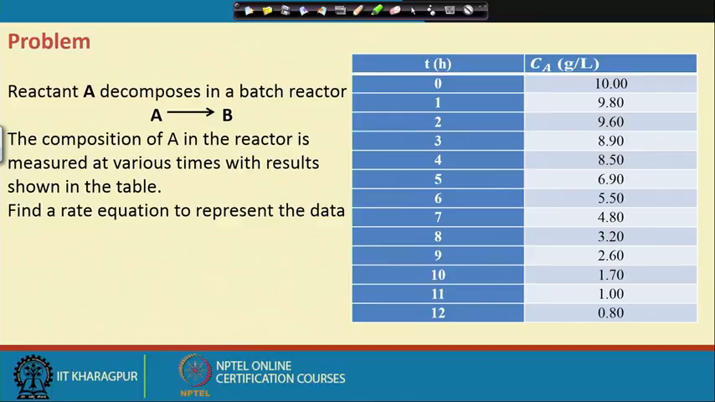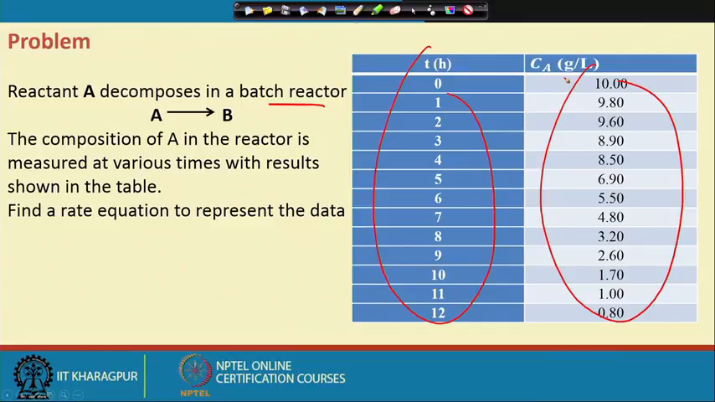Now, let me go to the second problem. Second problem also very important, and this is also with respect to the batch process, and we have taken different numerical data and a real process we want to analyze, and let us see how we can analyze this process. The problem is that reactant A decomposes in a batch reactor, A to B. The composition of A in the reactor is measured at various times with the results shown in the table. Find out the rate equation to represent this.